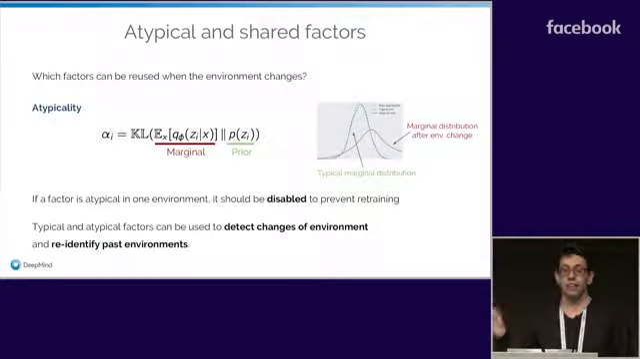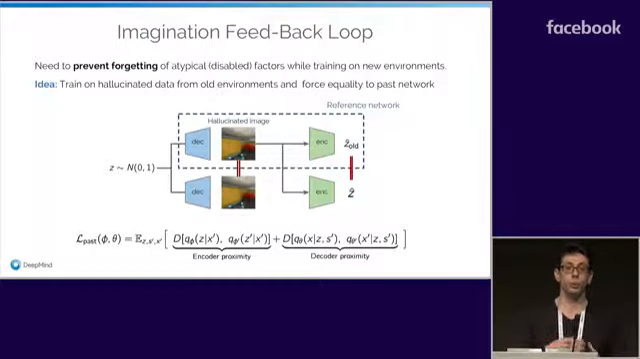If we measure the KL divergence between this distribution, which we call the typicality score, we have a metric both to understand when the environment is changing and to understand which factors are not useful anymore and should be disabled to prevent retraining in the new environment. However, this is only the first part of the story, because after all, if we don't continue training the disabled factors, sooner or later we will still forget about them.